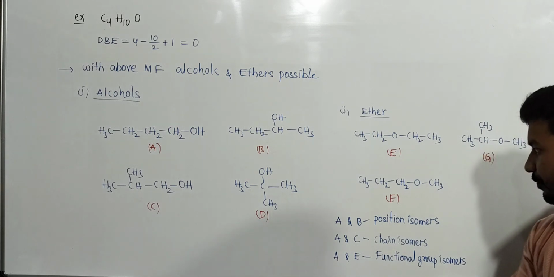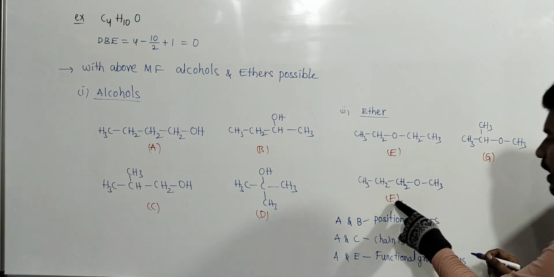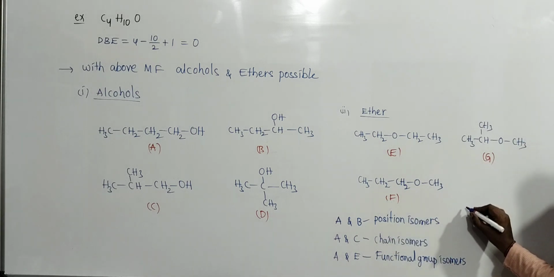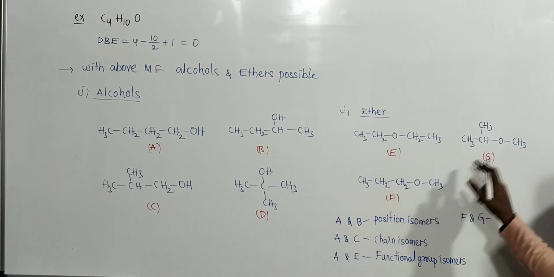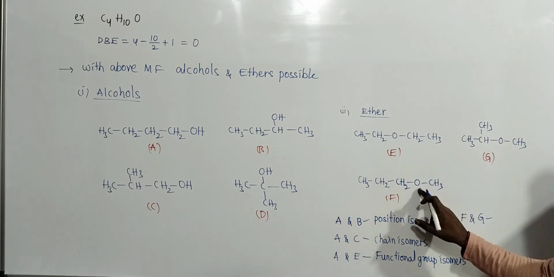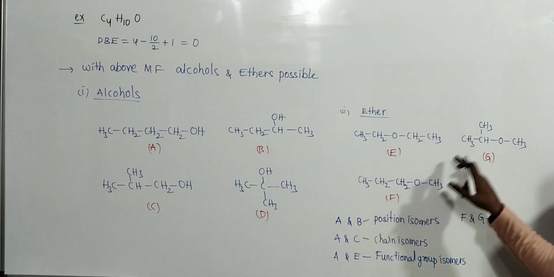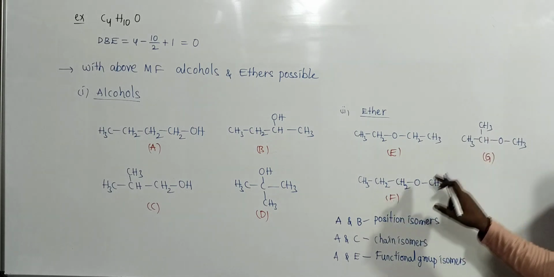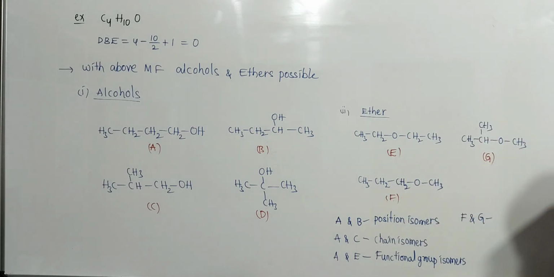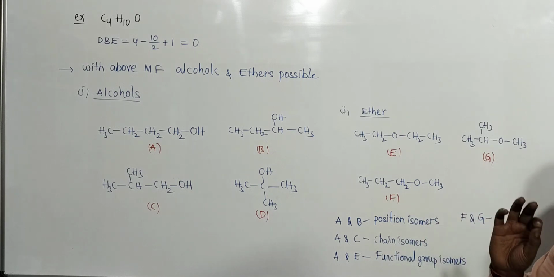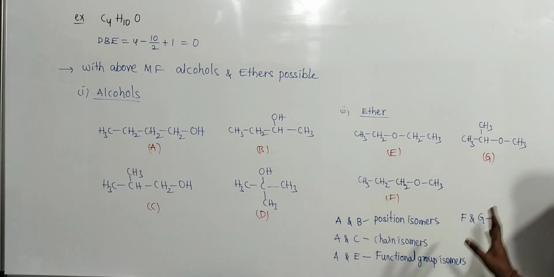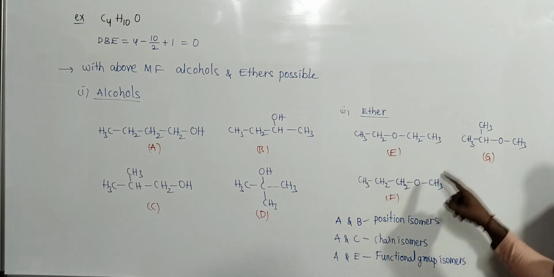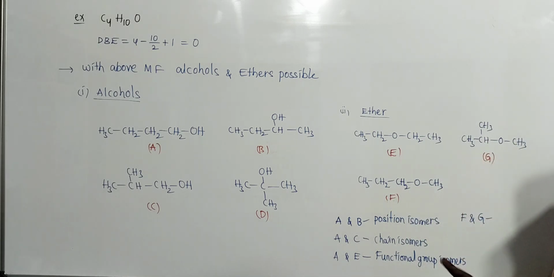What are F and G? F and G. See, both have same molecular formula, same functional group, chain length same, 3 carbon atom, 3 carbon atom, 1 carbon atom, 1 carbon atom. Same length of carbon chain on both sides, so they are not metamers.